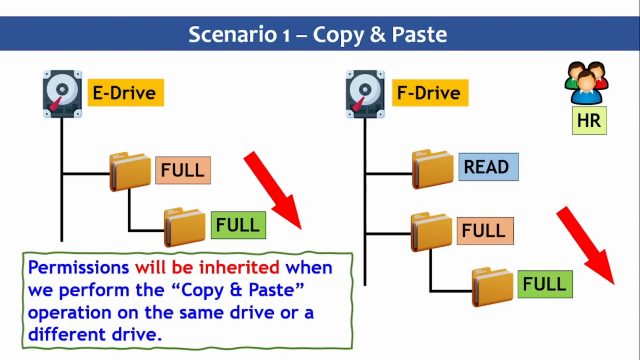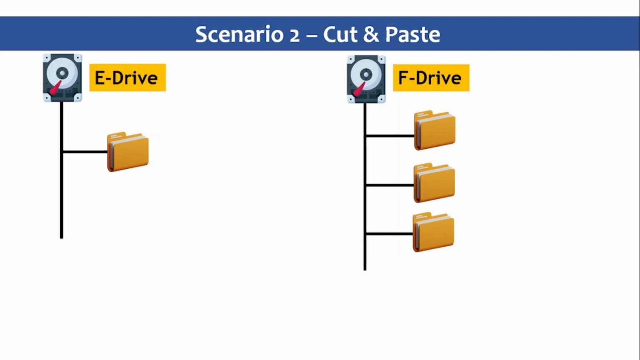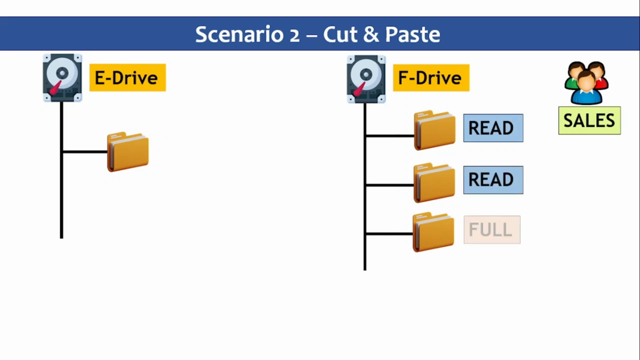So let's jump on to the second scenario. The second scenario is cut and paste. So here we have again two drives, E drive and F drive, and we have one folder on the E drive and three folders on the F drive, and we have an Active Directory group named sales, and this is how the permissions are on every folder for this particular group named sales.